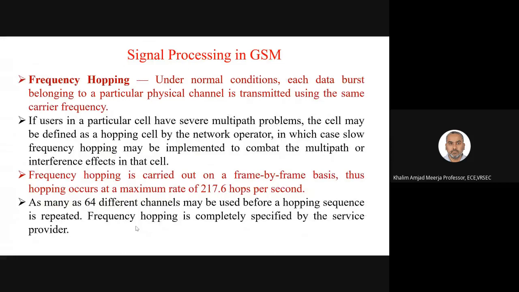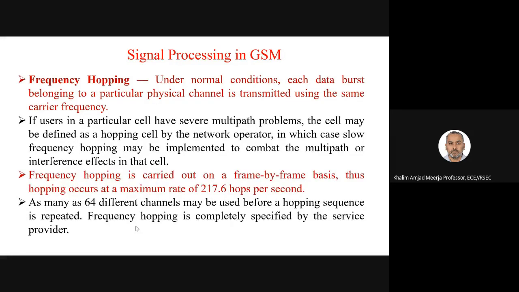Frequency hopping. Under normal conditions, each data burst belonging to a particular physical channel is transmitted using the same carrier frequency. However, if users in a particular cell have severe multipath problems, the cell may be defined as a hopping cell by the network operator, in which case slow frequency hopping may be implemented to combat the multipath or interference effects in that cell.